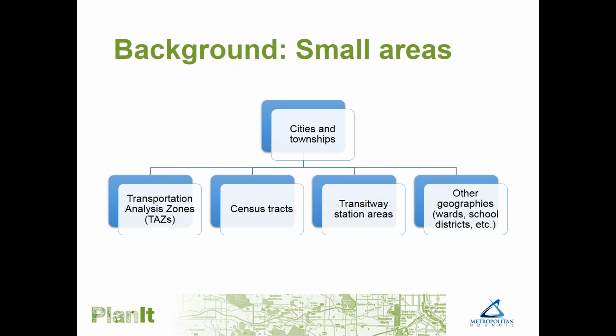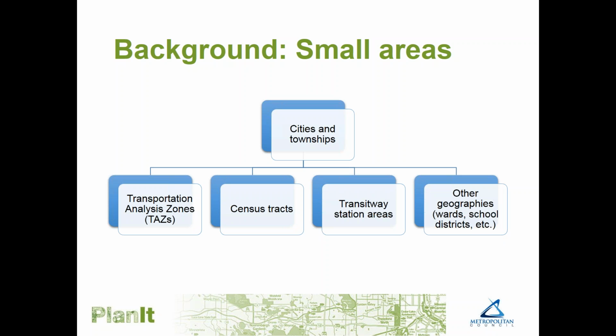I want to mention too that we use the estimates to develop small area estimates. So these are areas smaller than cities and townships, like transportation analysis zones, or TAZs, census tracts, transitway station areas, and a host of other geographies like wards or school districts or any combination of the above. These estimates are designed to roll up to the estimates for cities and townships so that all of the numbers remain consistent across the different geographic levels. Our transportation planners use these small area estimates in their models, but they've also helped us provide additional information to communities upon request.